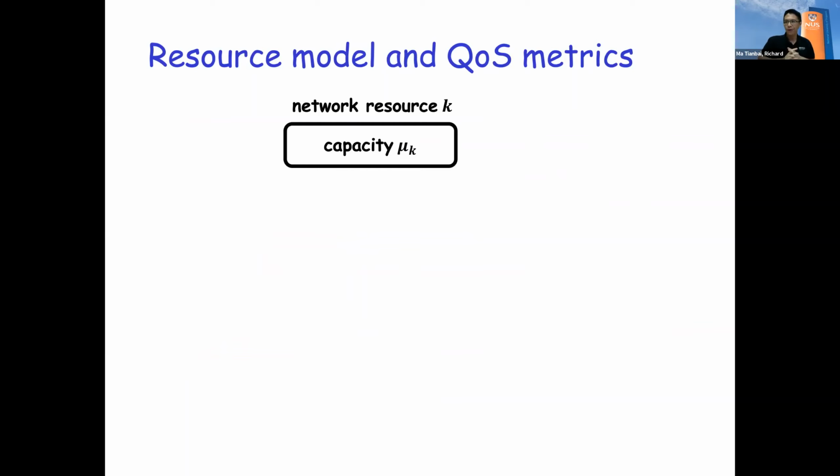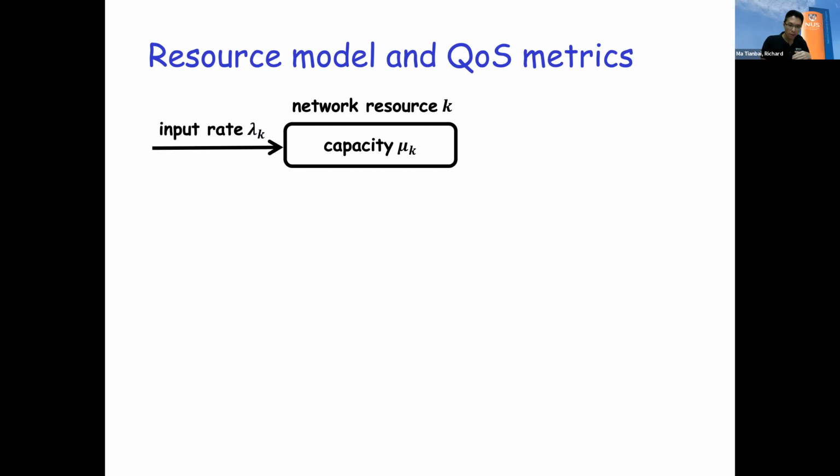Later I'm going to give you my answer to this question, but first let me start with the building block of the transport system model. We start with a general network resource denoted by k, and we denote the capacity of the resource by mu_k, which means that the resource can process mu_k packets per unit time. Depending on the modeling granularity, this resource can be as small as a physical communication link or as large as an autonomous system.